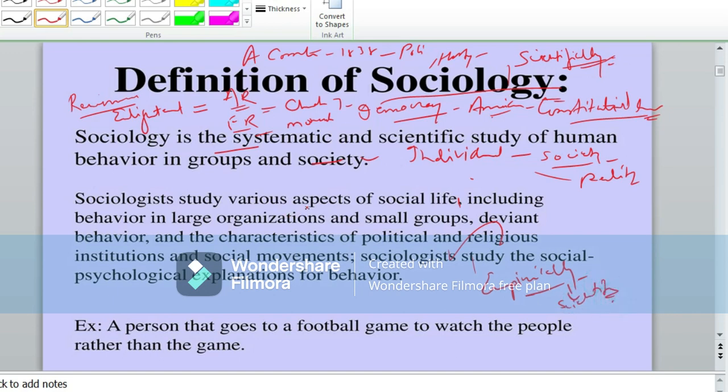So sociology studies various aspects of social life, including behavior in large organizations, small groups, deviant behavior, and the characteristics of political and religious institutions and social movements. Sociologists study the social psychological explanation of behavior: how action was taken, under what circumstances the crime was committed, what circumstances lead a person to become a great scientist, or a person playing a football game, which direction he will take the game, and so on.